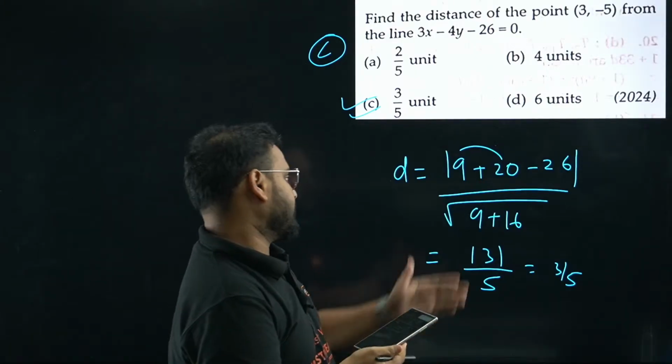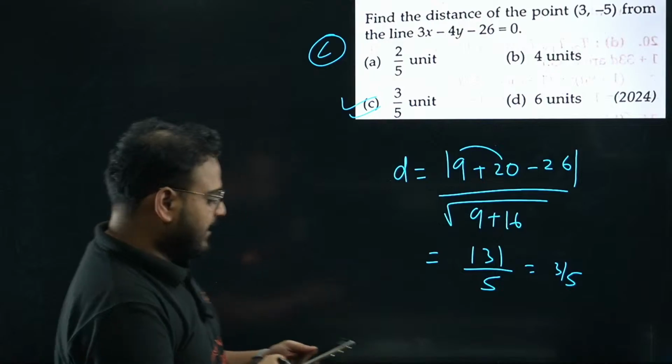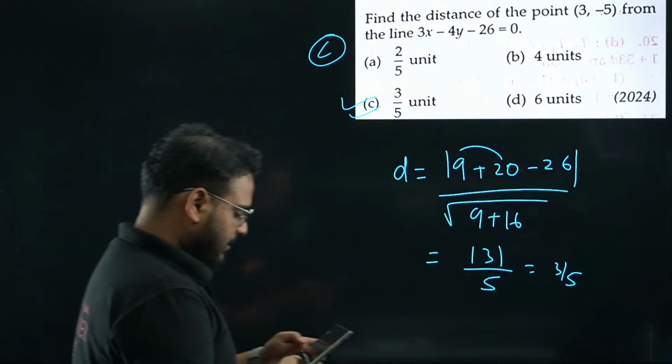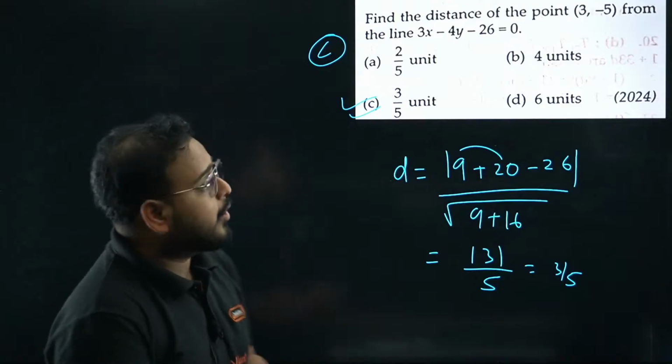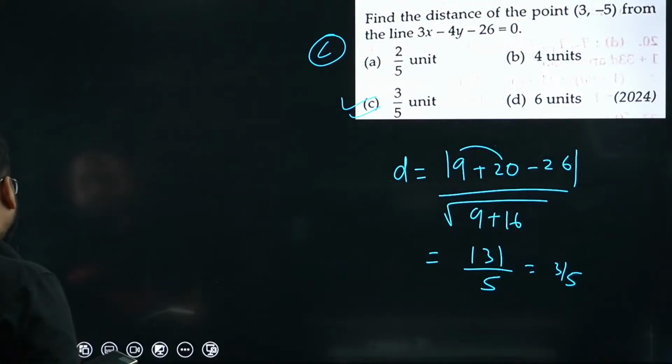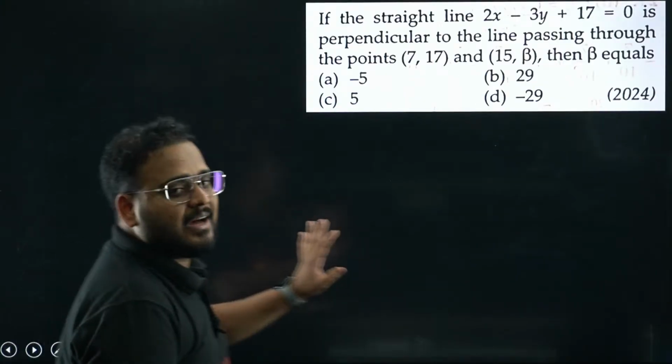This is the equation, correct. Your answer is 3 by 5. Okay, great. So I hope this is clear. All of you, please answer the question that you are having over here. First one answer was 3 by 5.